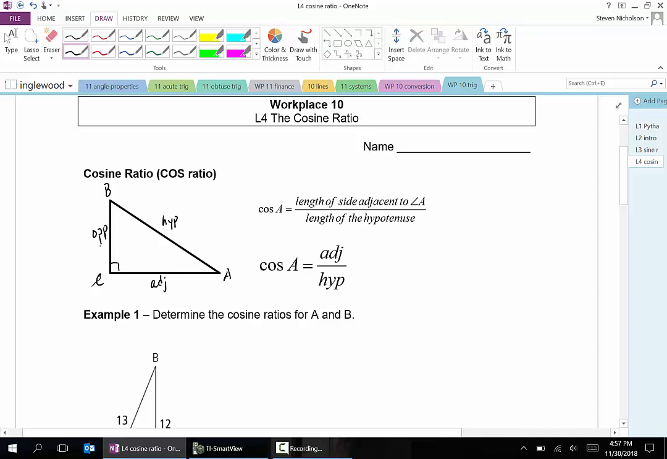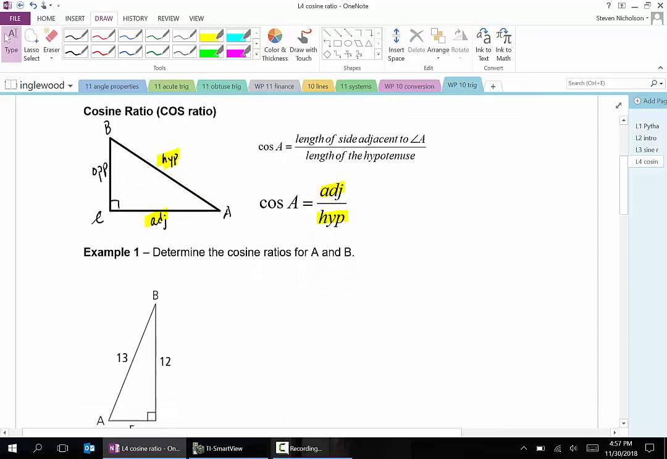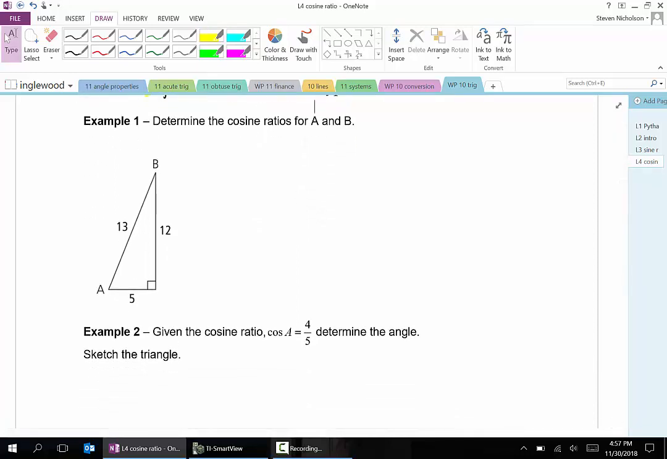So if we were going to use the cosine ratio for angle A, these are the two things that are in our formula, and we would go ahead and use the cosine ratio. So as with the sine, this is going to look very, very similar to what we did last video. The only difference is instead of opposite and hypotenuse, we have adjacent and hypotenuse.